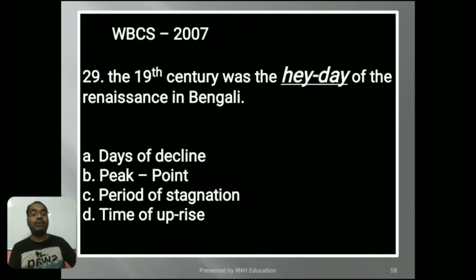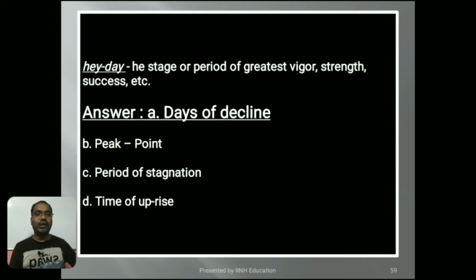Next question, question number 29, and this section has been taken from the year 2007. The 19th century was the heyday of the Renaissance in Bengal. The word is heyday. The options are A, days of decline; B, peak point; C, period of stagnation; and D, time of uprise. Now check the solution section.